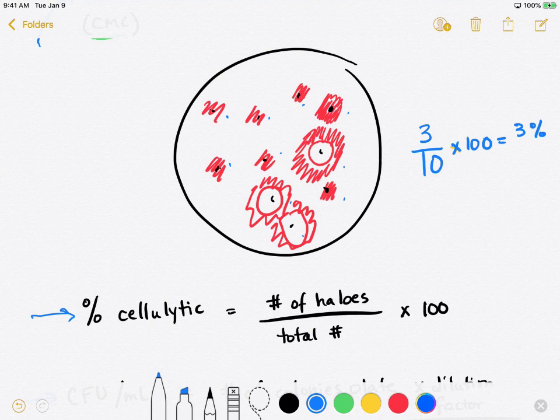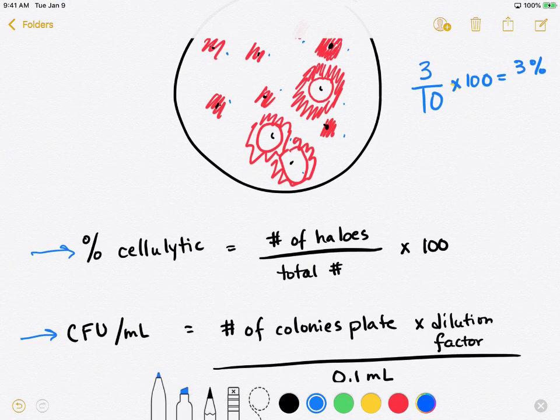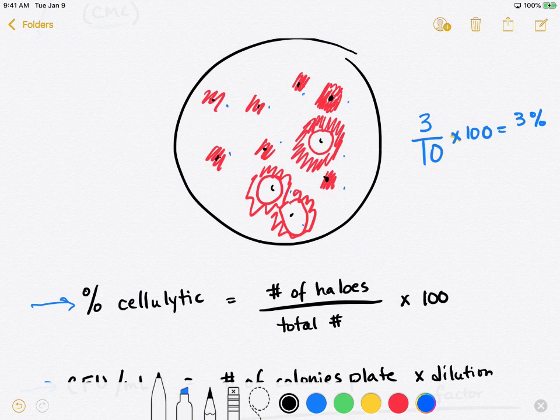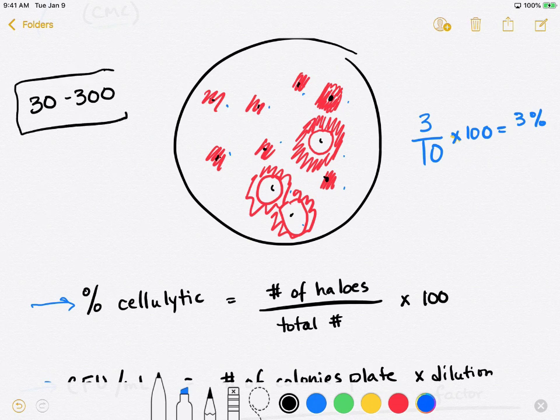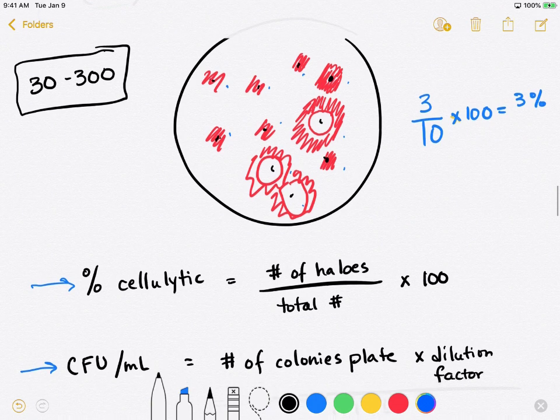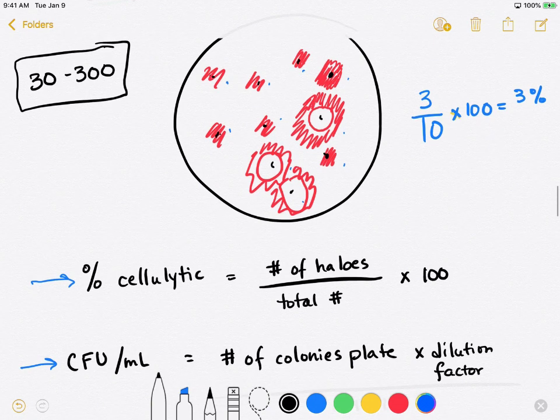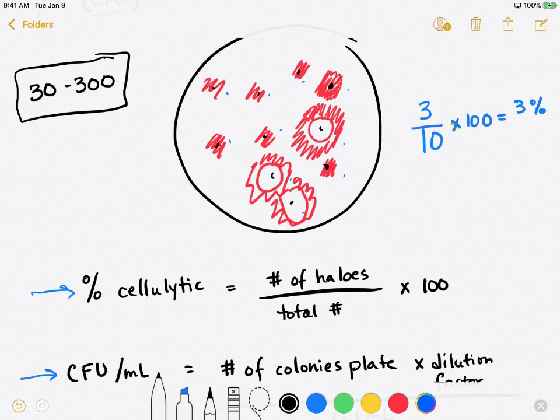In general, when you look at your plates, you can only calculate percentage cellulolytic and CFU per mL when you have a plate that has between 30 to 300 colonies on the plate. I only drew 10 for simplicity's sake, but in real life, we would only want to calculate percent cellulolytic or CFUs per mL on a plate that had 30 to 300 colonies.